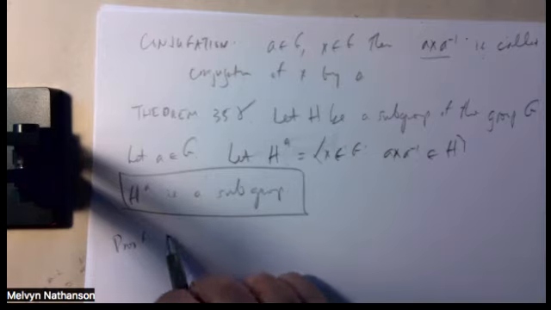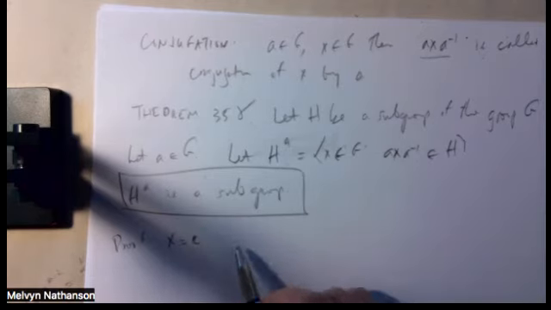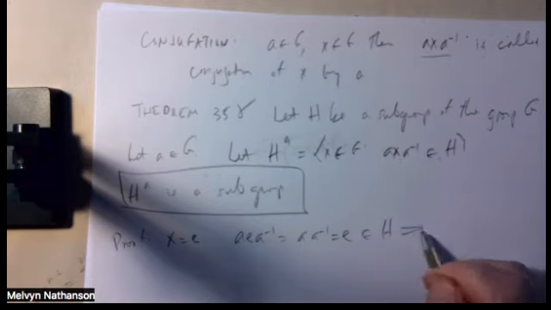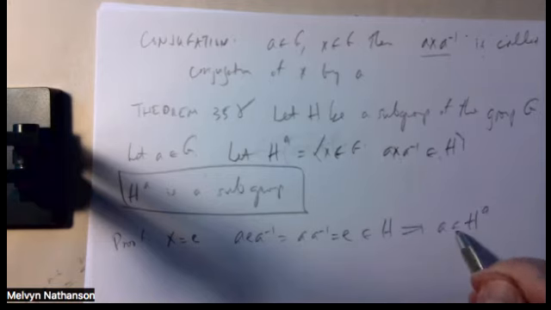So first of all, if I take x equal to e, a e a inverse, this is the identity. a e is just a, so this is a a inverse, this is e. And e is certainly in H because every subgroup contains the identity. So the element e satisfies this condition. a e a inverse is in H. So e is in H_A.